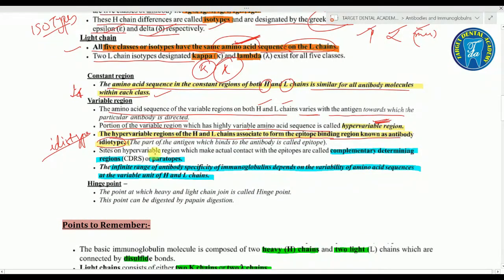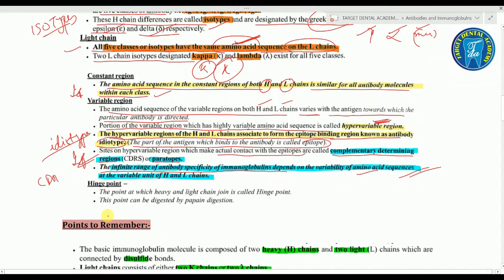Antibody idiotype. So what is this? This is a part of an antigen which binds to the antibody. It is known as the epitope. The sites on the variable region which make the actual contact with the epitopes are known as the complementarity determining regions, CDRs, and paratopes. Important. The infinite range of antibody specificity of the immunoglobulin basically depends upon the variability of the amino acid sequence, as we have already discussed.